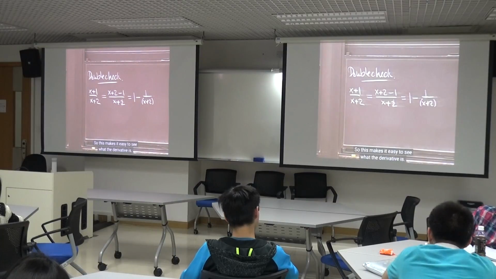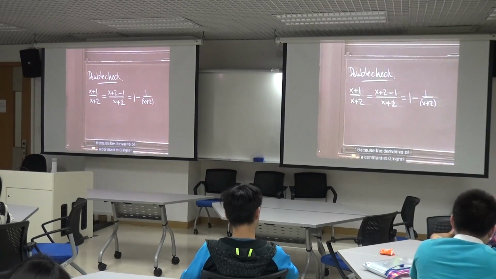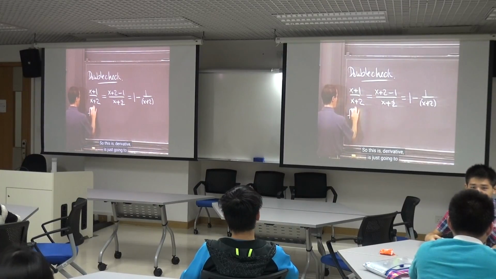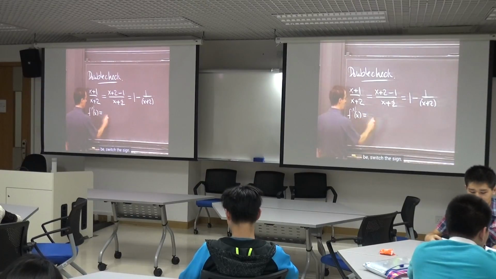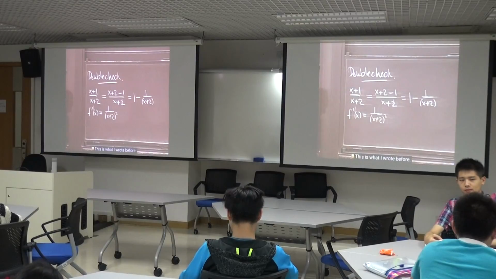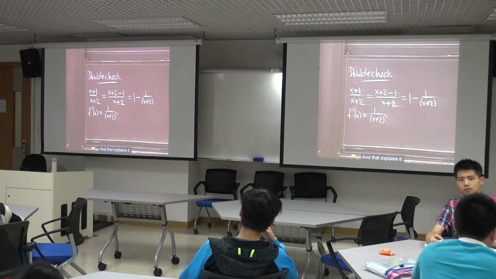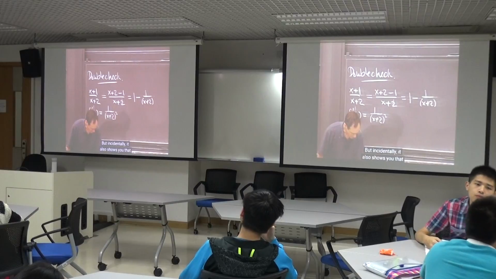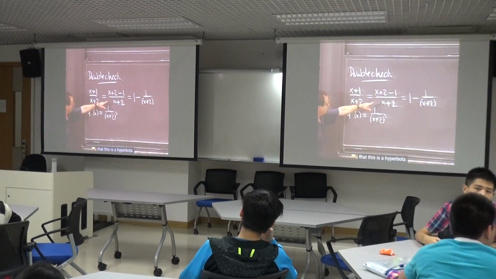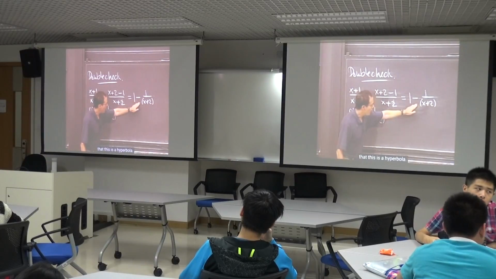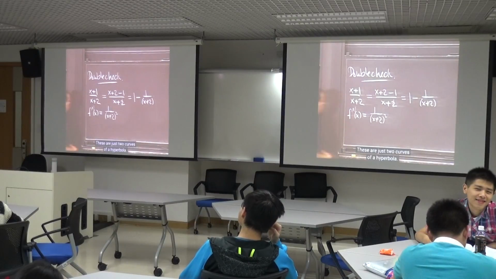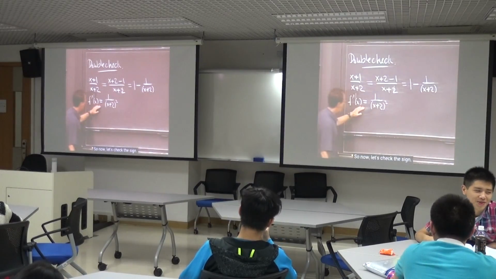So this makes it easy to see what the derivative is, because the derivative of a constant is 0, right? So the derivative is just going to be, switch the sign. This is what I wrote before, right? And that explains it. But incidentally, it also shows you that this is a hyperbola, right? These are just two curves of a hyperbola.